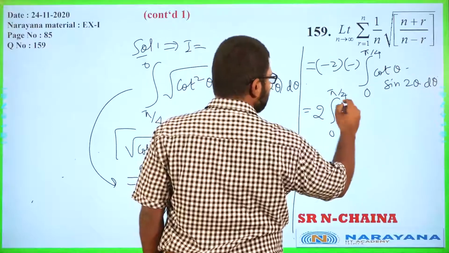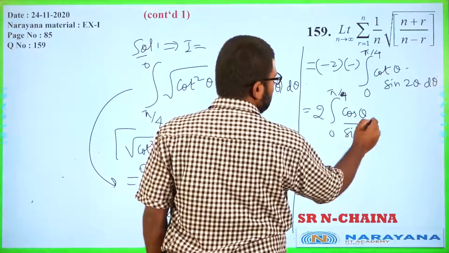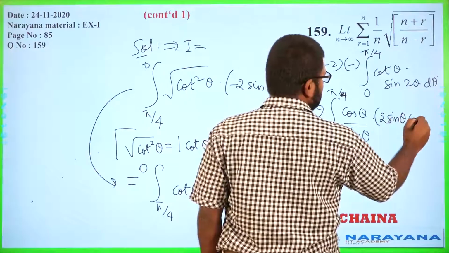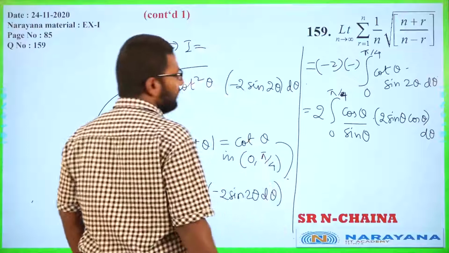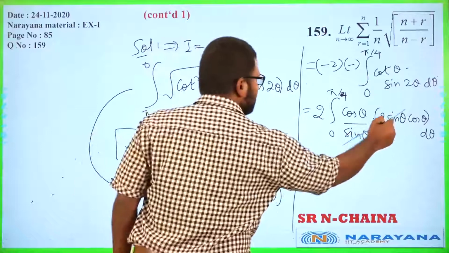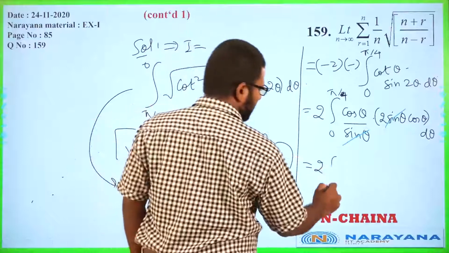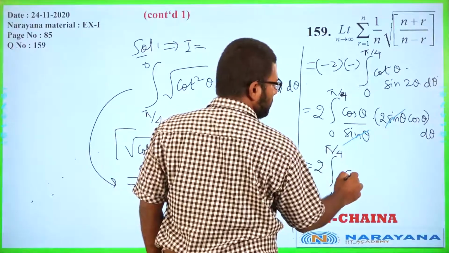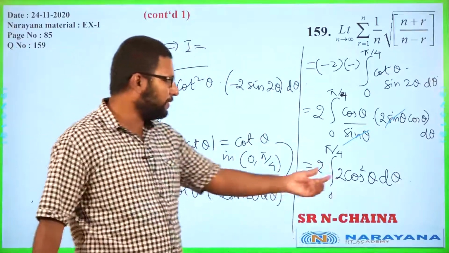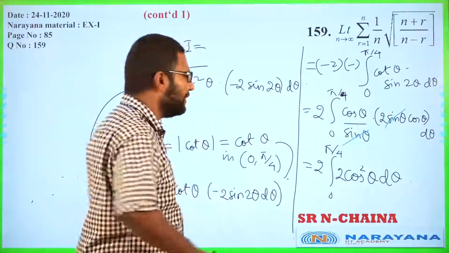Let us apply the double angle formula. So this becomes cos theta upon sin theta into 2 sin theta cos theta d theta, right? Sin theta will get cancelled. This is 2 integral 0 to pi by 4 2 cos square theta d theta. Now, is there a direct way to integrate cos square theta? There is no direct formula. We will have to convert this into double angle, right? What is 2 cos square theta?